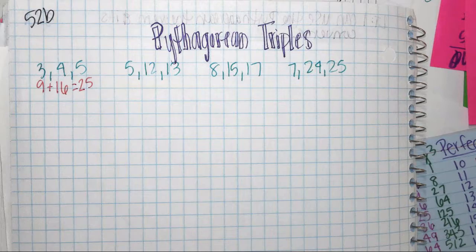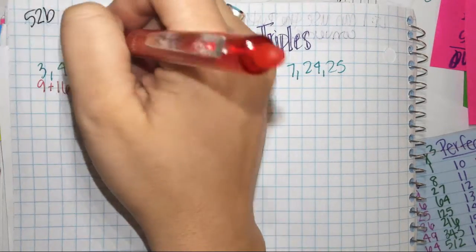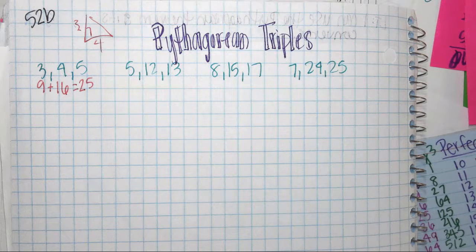That's it. So if I give you a triangle and I say find the missing side length and it's 3, 4, you better know that that side length is 5 without doing the Pythagorean theorem. That's simpler than doing a squared plus b squared equals c squared.